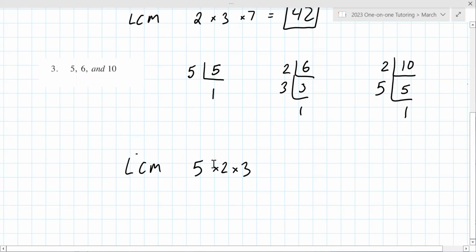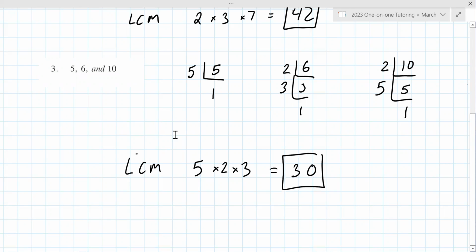Then you go to the next one. It's got a 2 and a 5 in it, but you've already got a 2 and a 5, so you do not have to add any numbers. So that's 30. Any questions on that? No. All right, let's move to number 6.